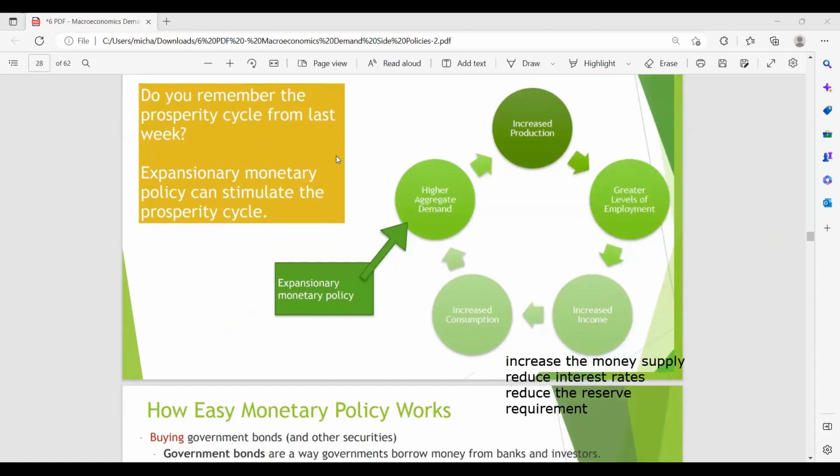So do you remember the prosperity cycle? Higher aggregate demand leads to increased production, leads to greater levels of employment, leads to increased income, leads to increased consumption, and then it keeps going like this. Each one leads into another. If there's increased consumption, there's higher aggregate demand. There's higher aggregate demand, there's more increased production. There's more increased production, there's greater levels of employment, and so on and so on.